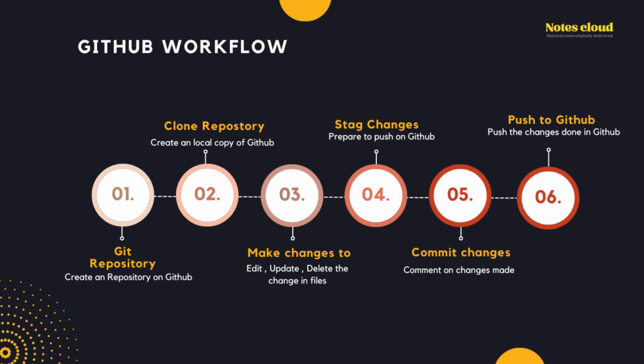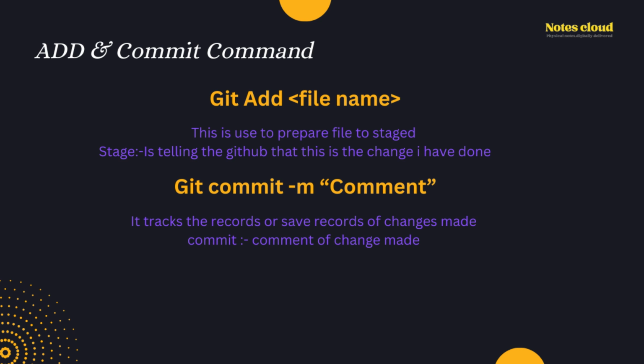Push changes to GitHub. Finally, once you have committed your changes locally, you push them to a remote repository on GitHub, where they can be shared with others or backed up. So in a nutshell, you are always moving between your local and remote repositories, making changes, staging, committing and pushing them to GitHub. Now let's dive deeper into the core Git commands you will be using.